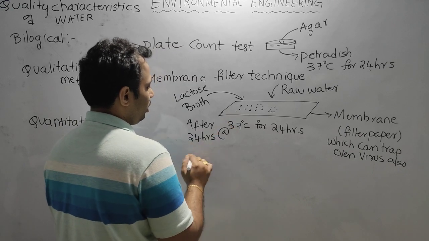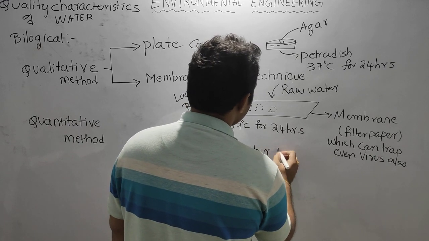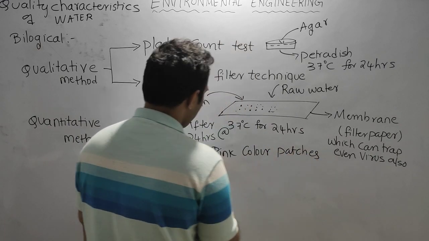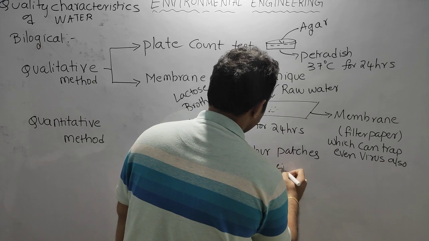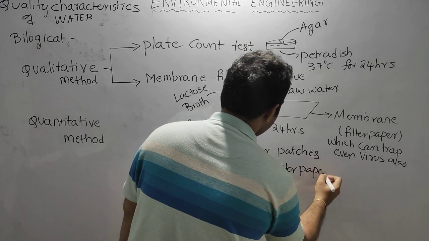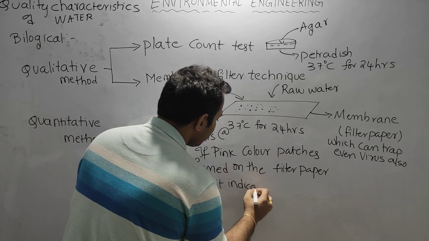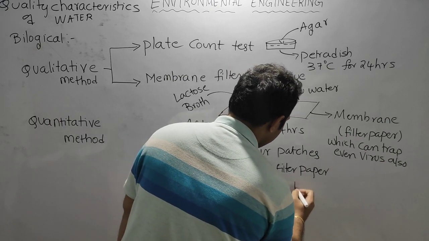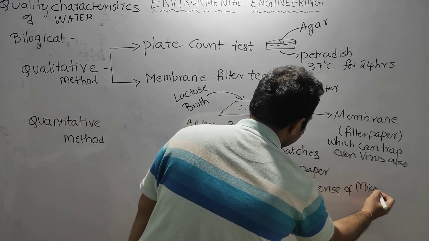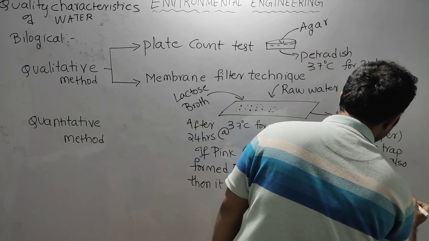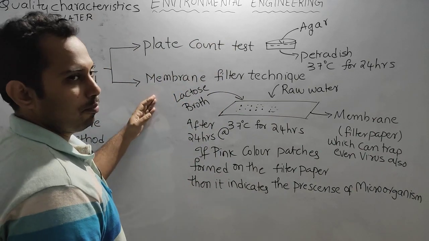If pink color patches are formed on the filter paper after 24 hours at 37 degrees, then it indicates the presence of microorganisms. So this is one technique, the membrane filter technique.